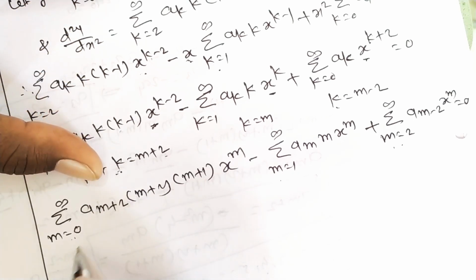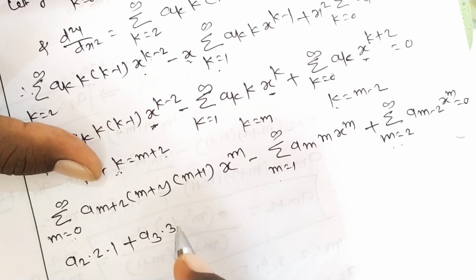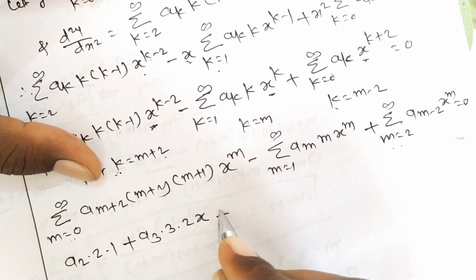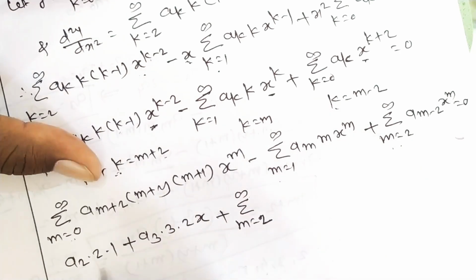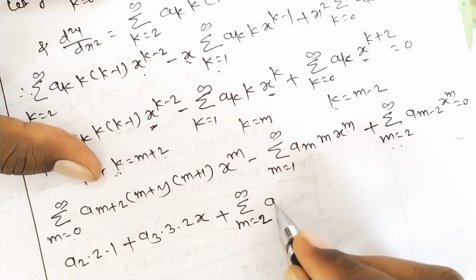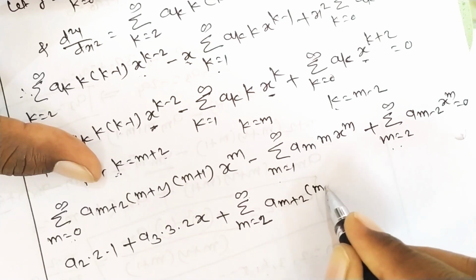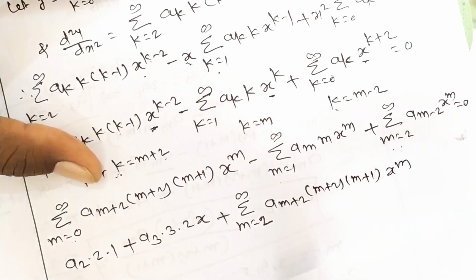Here if you put m equal to 0, then we will get a2 into 2, because 0 plus 2 is 2, 0 plus 1 is 1, into x to the power 0 is 1, plus m equal to 1, 1 plus 2 is 3, that is a3, 1 plus 1 is 2, into x, and plus summation of m varies from now 2 to infinity, because for 0 and 1 मैंने सीरीज एक्सपांड की, and m varies from 2 to infinity, this a_(m+2), (m+2), (m+1), x to the power m as it is.